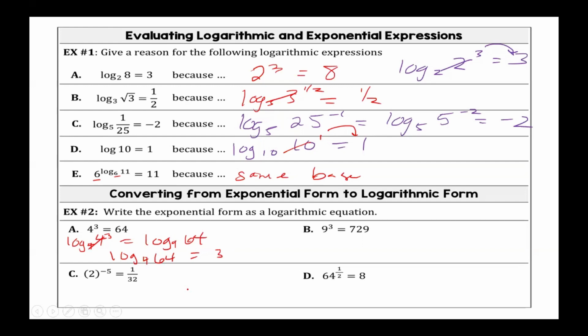So what do you notice took place here? How did the numbers rearrange themselves? The base of the exponent becomes the log base. What else? The exponent became the solution. Argument. Perfect. There we go.